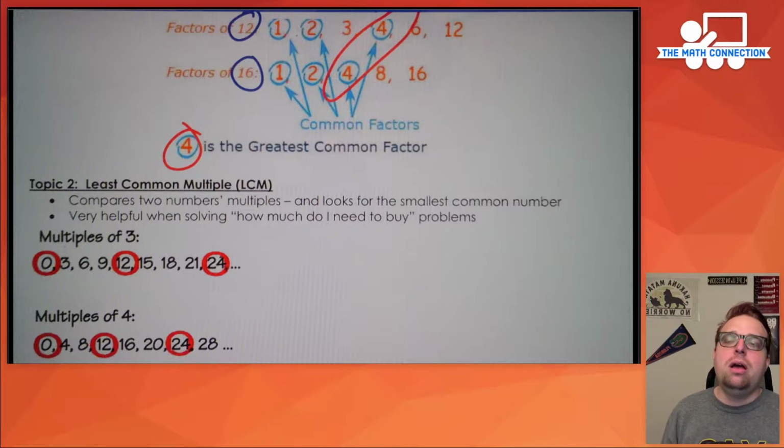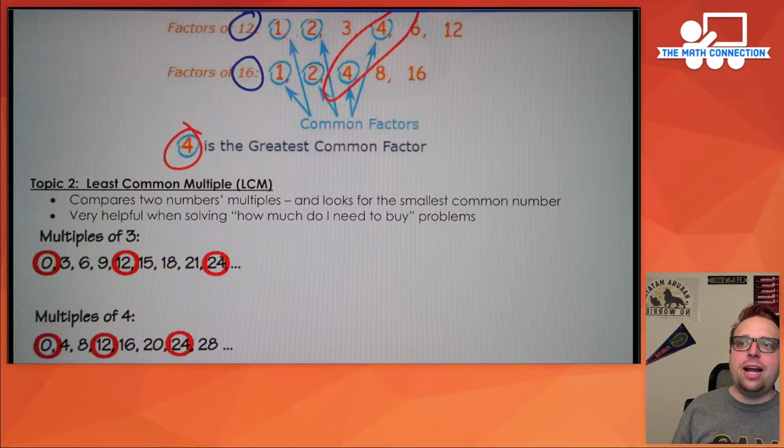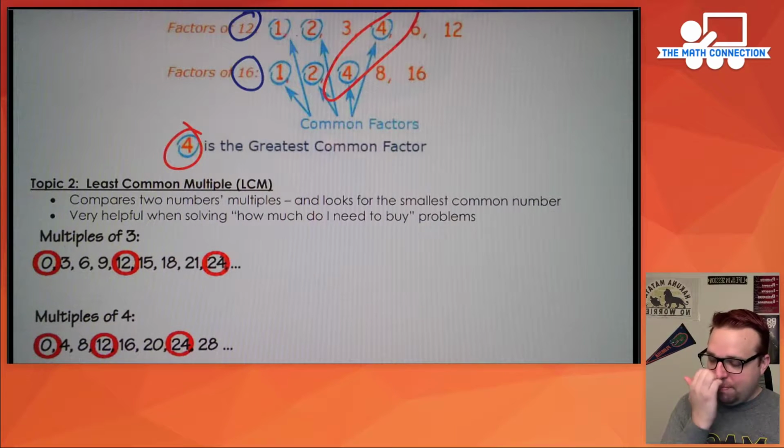Now, something I want to show you to make this concrete is a clip from a movie that I always think of when I think of least common multiple. So after I give you this example between 3 and 4, then I'll go ahead and play that clip so you can see what I'm talking about.